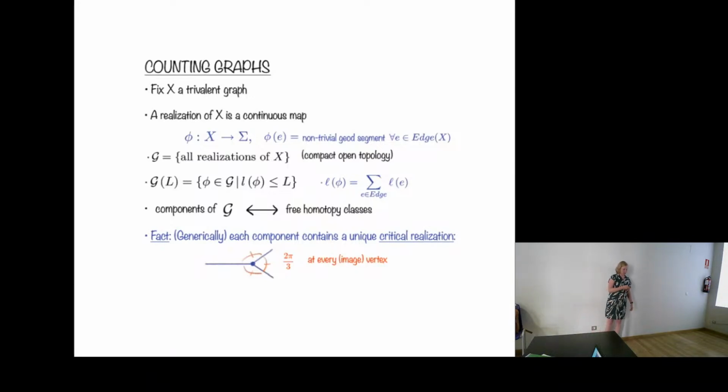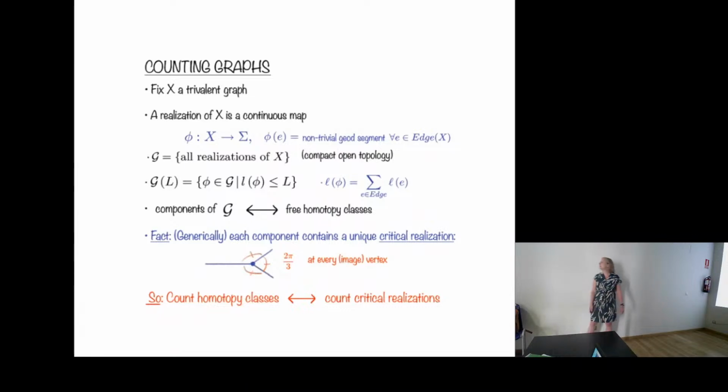That's what this is. So if we want to count homotopy classes of these realizations, and each connected component corresponds to a homotopy class, it's the same as saying we want to count the critical ones. So that's what we're going to do.